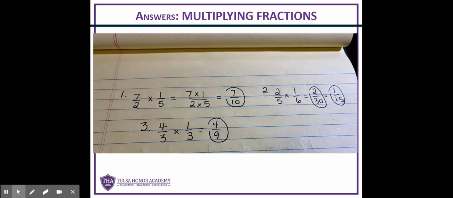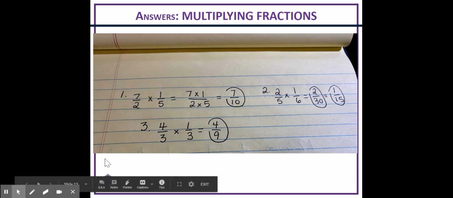All right, and then here are our answers for the multiplying fractions section. So we have number 1 at 7/10, number 2 at 2/30, or if you simplified it, 1/15, and then number 3 at 4/9.